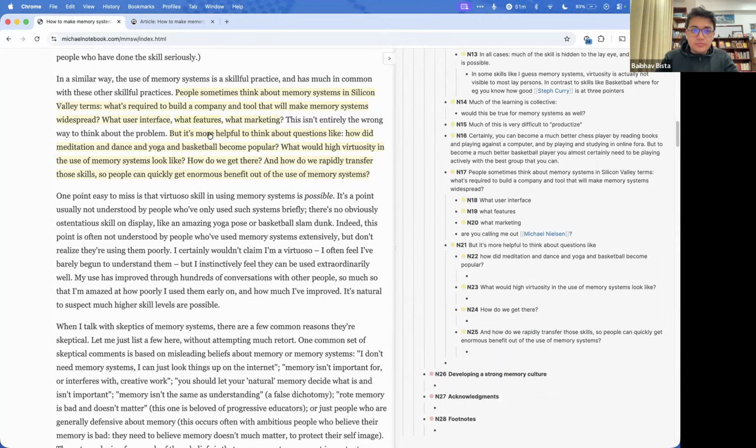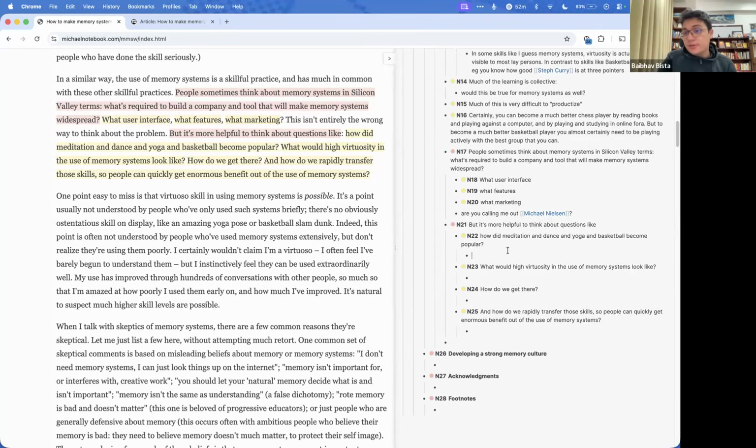And one other thing I like to do when I do stuff like this is make it visually distinctive when I'm reading this, like this and then these and then this and then these. Okay. How did meditation, dance, and yoga and basketball become popular?